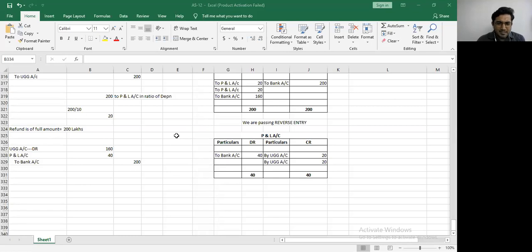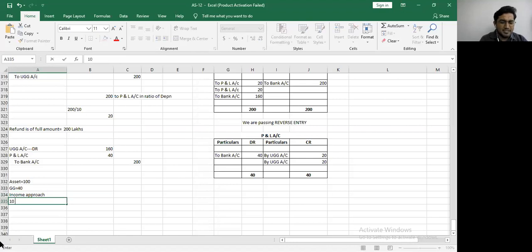Second important point, please understand my example and please pay attention, and if you don't understand, ask me. Otherwise you will keep having such problems every time. You won't be able to understand the concept. So I request you to pay attention and understand what I'm trying to tell you. Say for example, your cost of the asset is 100 lakhs. In the cost of the asset, you get a government grant of 40 lakhs. You use the income approach. Your useful life of the asset is 10 years, right?